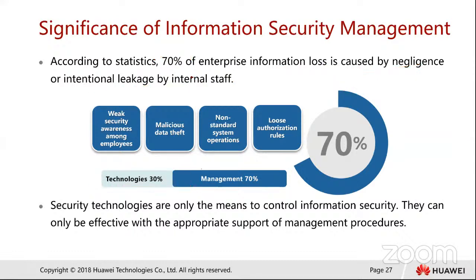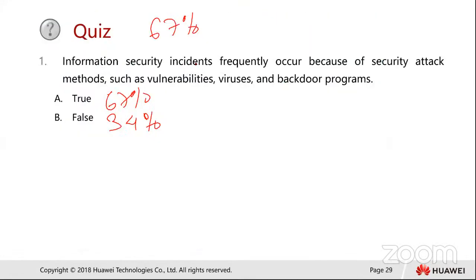internal staff, isn't it? When we go back to this question here, we are seeing that in information security standards, information security incidents frequently occur because of security attack methods such as vulnerabilities, viruses, and backdoor programs. These are technologies, and we already saw that they constitute about 30%. Yes, it is true. Vulnerabilities lead to incidents. It is true. Viruses lead to incidents. It's true. Backdoors lead to incidents. But frequently, what leads to these security incidents most? It is the negligence or intentional leakage of internal staff or the management risks, isn't it?